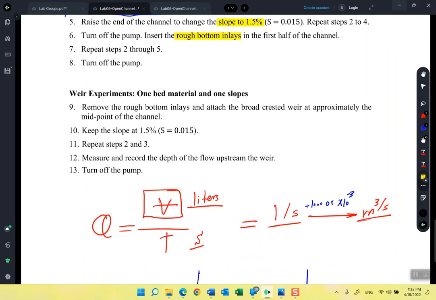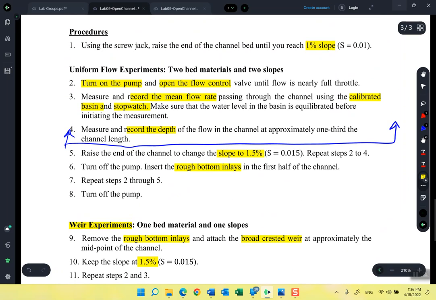Then the easy part comes here, and the real experiment will start by removing the rough bottom inlays because you will conduct the experiment on the smooth surface. You will attach the broad crested weir and you will set the slope to 1.5%. Then you will repeat the previous steps. You will repeat the step of recording the mean flow rate, then the step of recording the depth.